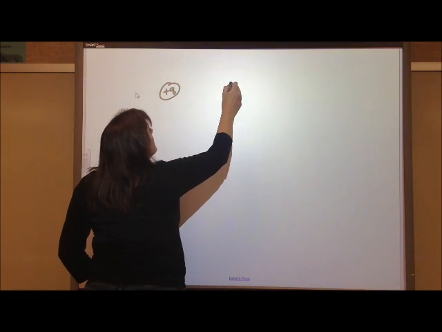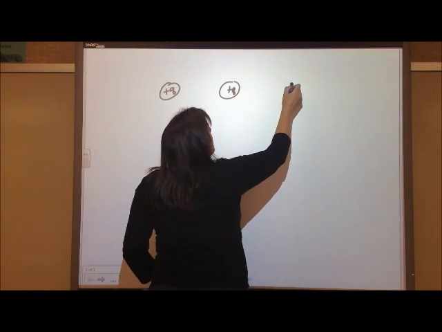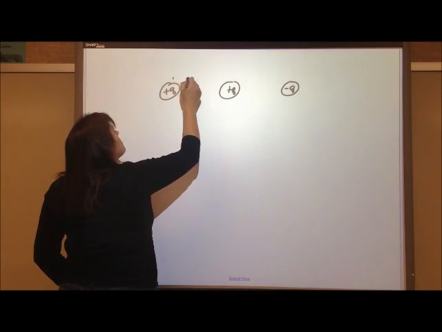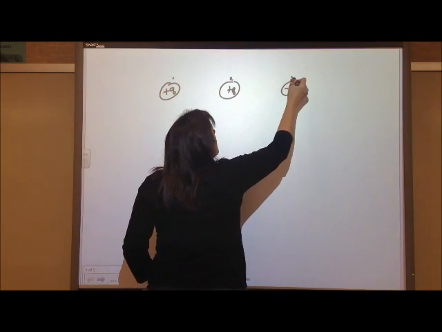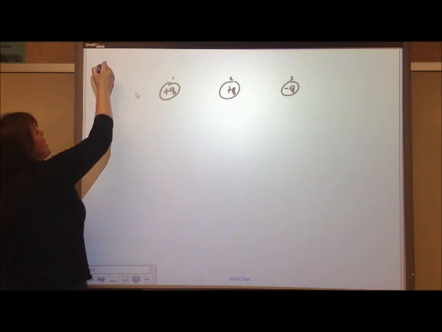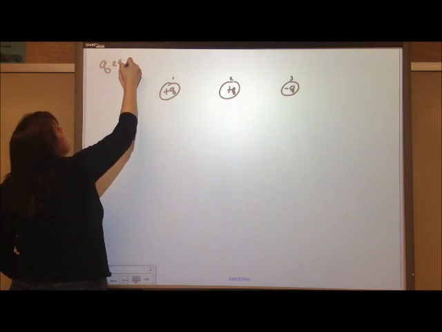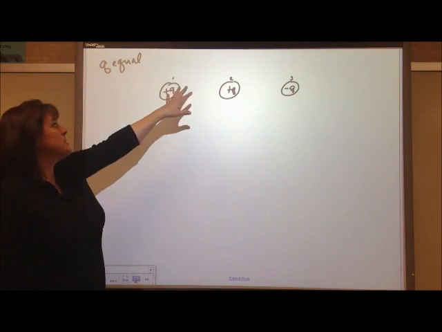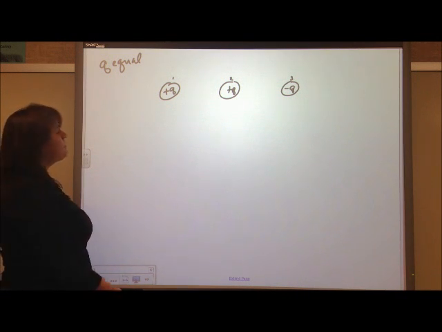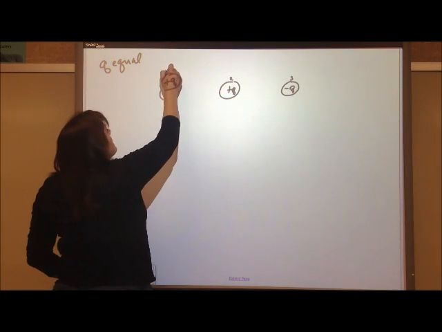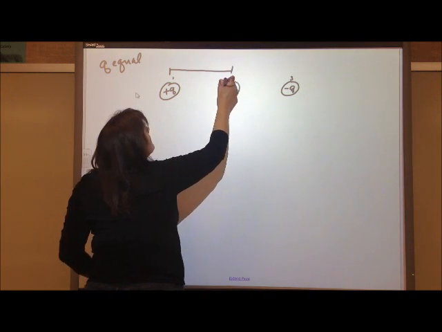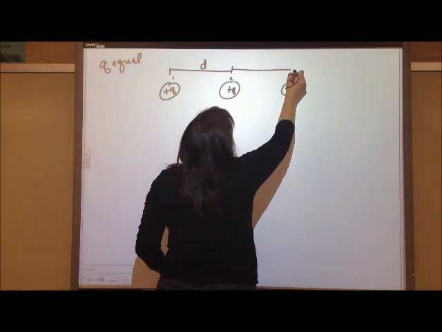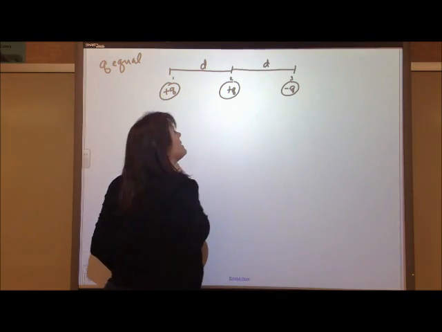Positive Q, here's another positive Q, and over here I'm going to put a negative Q. Now we're going to call this charge 1, we'll call that charge 2, and we'll call that charge 3. All of these charges are equal in magnitude. Obviously, charge 3 is a negative charge, opposite in sign from charge 1 and 2. What we're going to do is say that Q1 and Q2 here are a distance d apart, and Q2 and Q3 here are also a distance d apart.